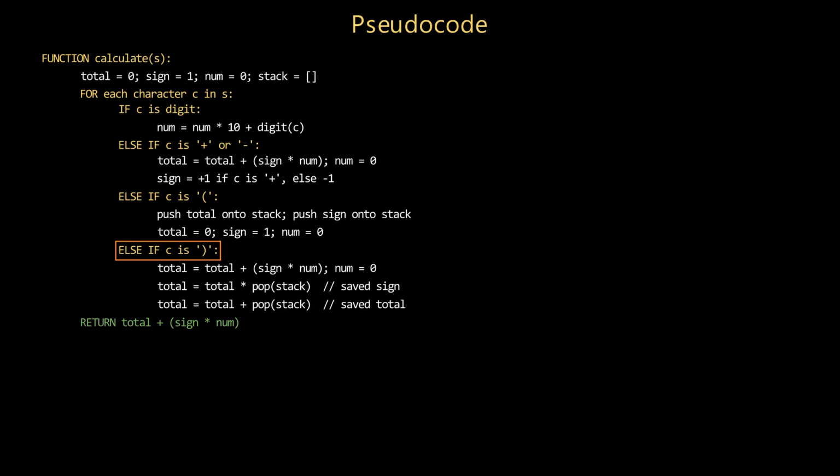A close parenthesis means the inner sub-expression is done. First complete the pending number inside the brackets. Pop the saved sign and multiply it into total. Pop the saved outer total and add it back in. After the loop, flush the last number and return total.